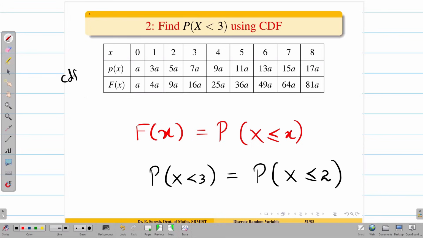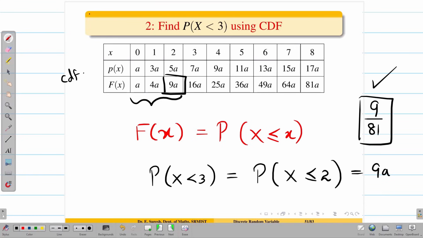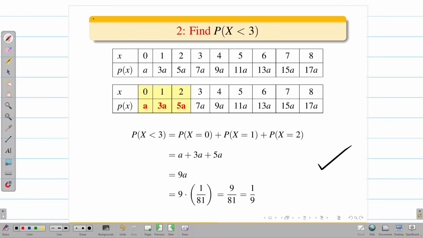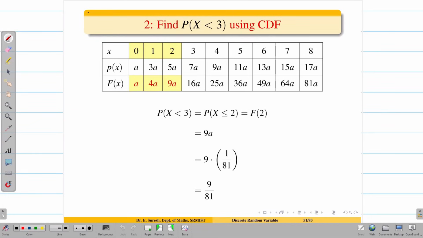According to the CDF table, up to 2 is 9A. So I can directly write this as 9A. My answer is 9 by 81. So either you can use this method or the classical method which we know. Both are correct. Whichever is easy for you, you can take into account and solve accordingly.